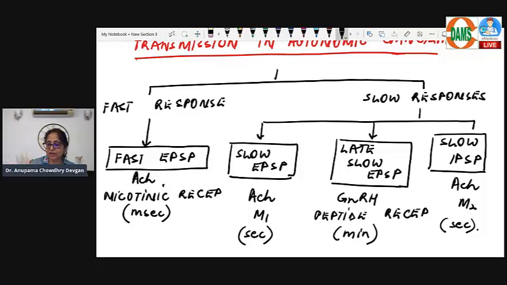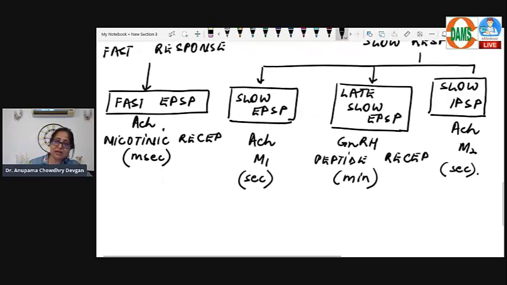So these are your fast responses and slow responses. Remember, the fast response is only one type, the fast EPSP. Slow responses can be slow EPSP, late slow EPSP, and slow IPSP. In other words, EPSP can be fast, slow, or late slow. IPSP is always a slow response, because of the action of acetylcholine on M2 muscarinic receptors.